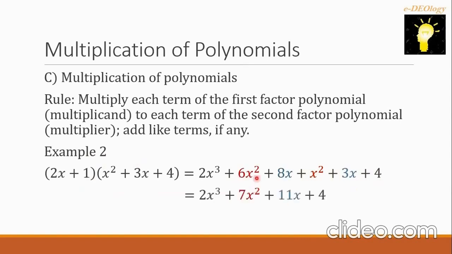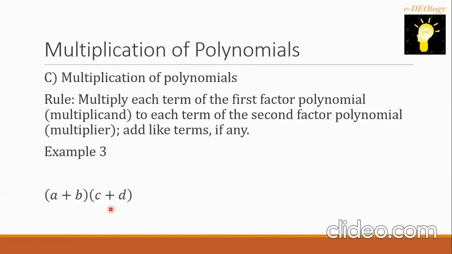So the 6x squared and the x squared, both positive, becomes 7x squared. The 8x and the 3x, also both positive, is equal to 11x. So we just bring down the 2x cubed, we bring down the constant 4. So the final answer here is 2x cubed plus 7x squared plus 11x plus 4.